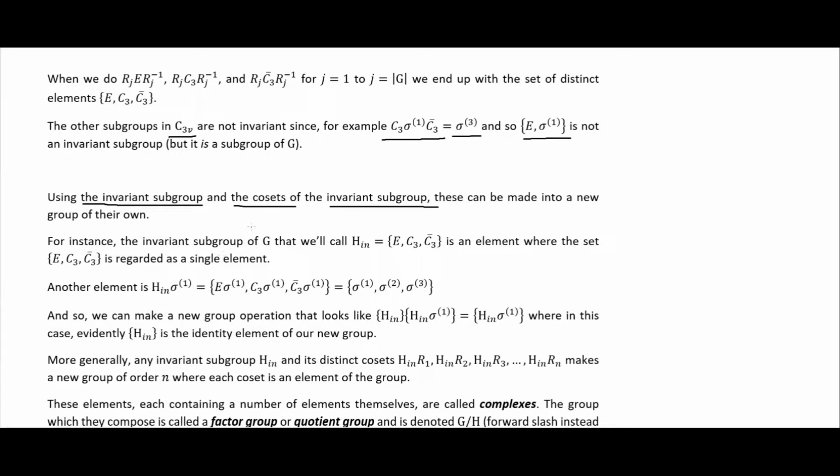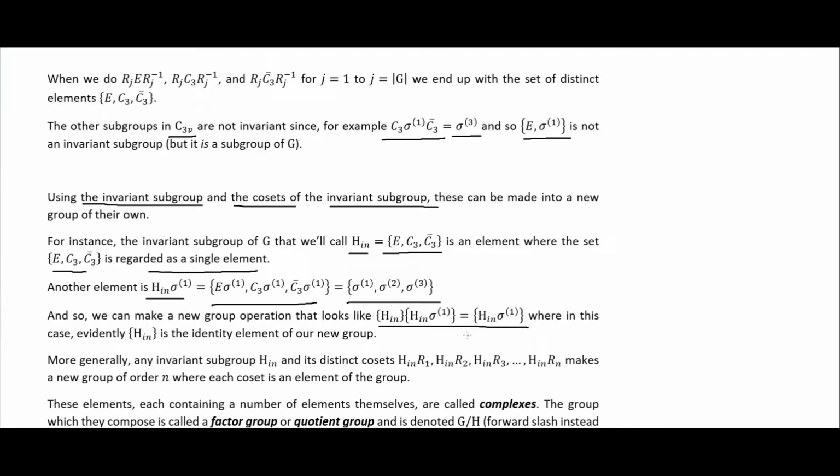And so for instance, the invariant subgroup of G that we'll call H sub N was this, which I talked about above, is an element where the set is regarded as a single element. And another element is our right coset. So the invariant subgroup with this sigma 1 on the right of it, which gives us this, which then when we perform those operations, it gives us this. And so what we see here is that we can make a new group operation that actually looks like this.